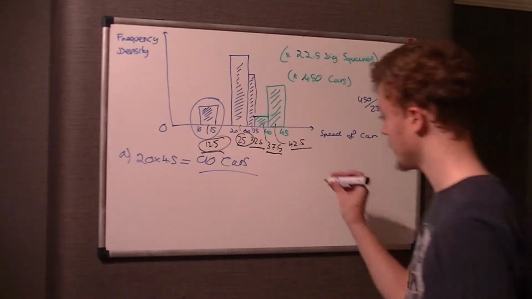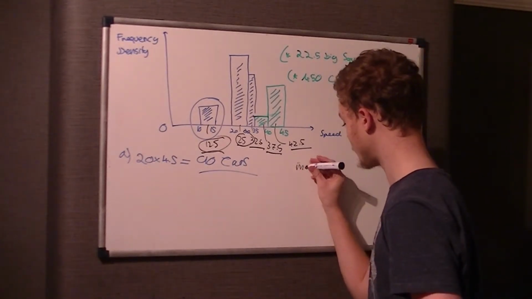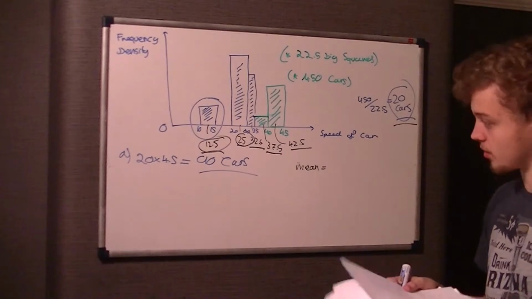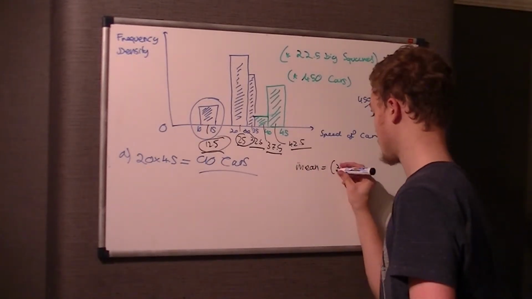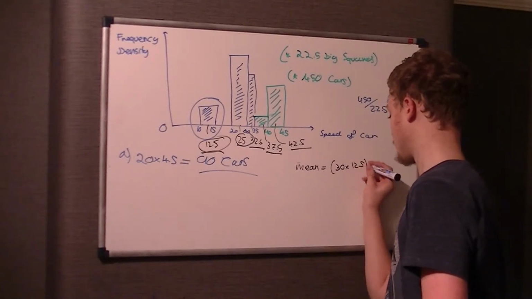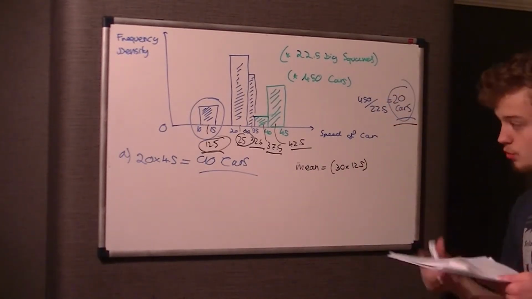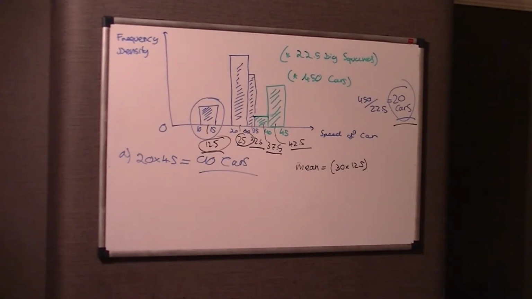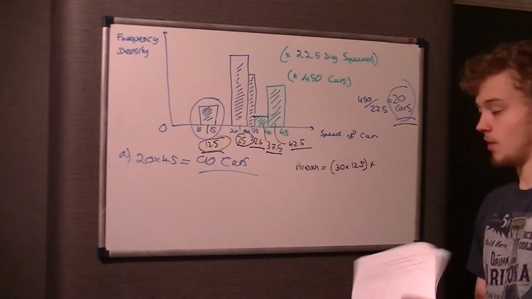So basically what I'm saying here is the mean is 12.5 times 30, because there are 30 cars in the 10 to 15. Obviously you would work out how many squares are in the 10 to 15 bracket and times it by 12.5. So I worked out there were 30 cars in there. So we know each square is worth 20 cars. So obviously that's 1.5 squares. Doesn't take a genius to work that one out.